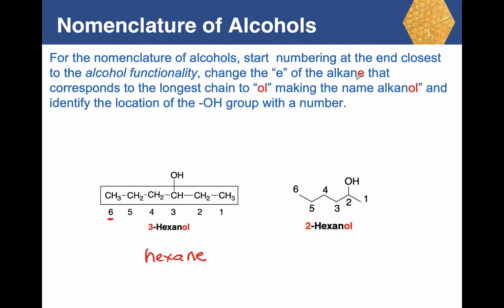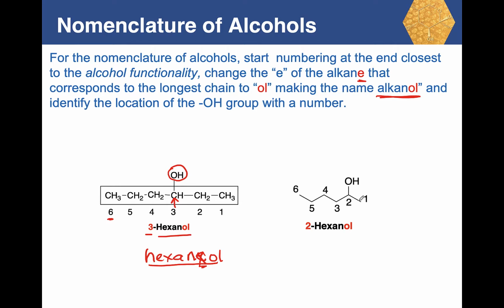We changed the E of the hexane to OL, so the name becomes alkanol. In this case, hexanol. We will have to indicate the location of the OH group, which is on carbon number 3, so it becomes 3-hexanol. Make sure you write the OL so it's legible and we can read it.